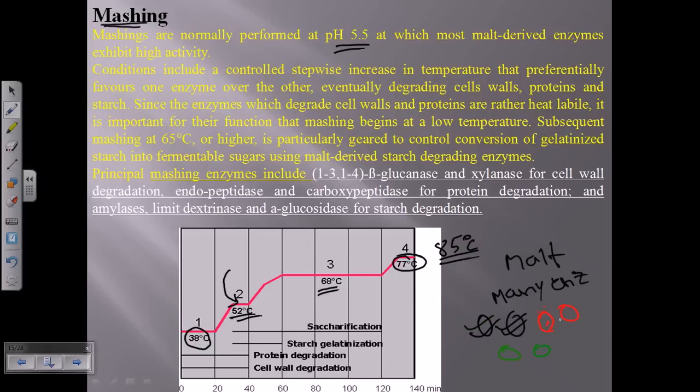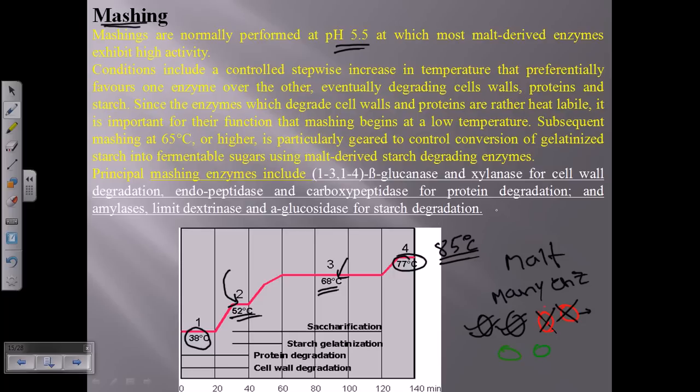Then it remains the red and green, because red and green won't work at this 38 degrees Celsius temperature. So we increase the temperature to 52 degrees Celsius. Now red are active, so red will do their job. After that, this green will act at 38, and there are other enzymes which will act at 77. So there are sequential enzymes, which act at different temperatures. That's why we are gradually increasing the temperature.